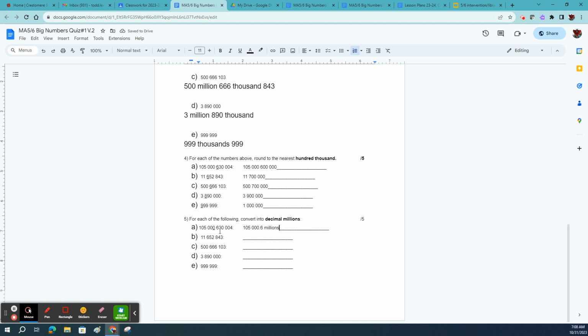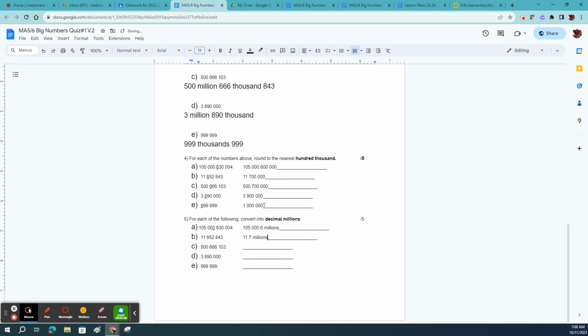Now remember, it's not always as easy as looking at your 100,000s and just saying, hey, it's 0.6. We still have to round as well. So here I've got 11 million, so that's easy. What's going to be my decimal number? Well, let's have a look. I could easily write 6, but that wouldn't be correct. I have to round. Check it out. There's a 5 next to that 6. So it's going to be 11.7 millions.